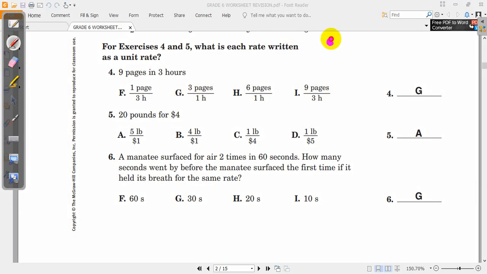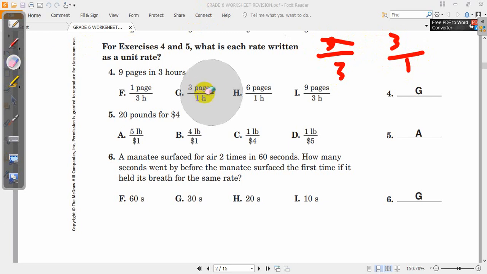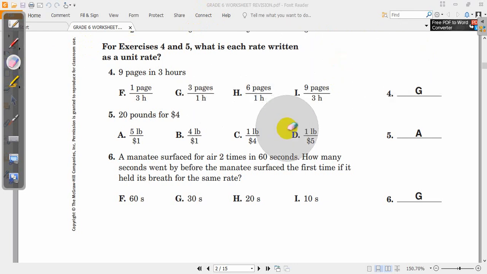So it will equal 9 over 3. As you see, both of them are divisible by 3. 9 over 3 will give you 3. 3 over 3 will give you 1. So the ratio must be 3 over 1. 3 over 1, or 3 to 1, which you will find here. So the right answer must be G.